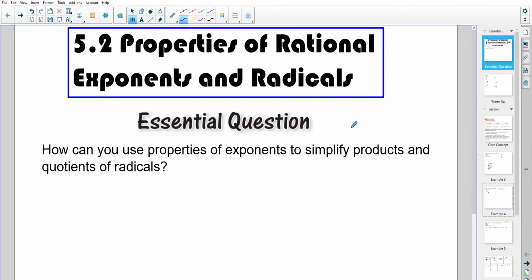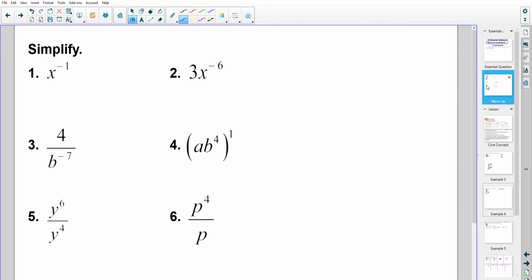5.2 properties of rational exponents and radicals. There are just going to be a lot of problems that I'm going to solve to help you understand how to simplify products or quotients of radicals. For starters, we want to review the exponent rules.